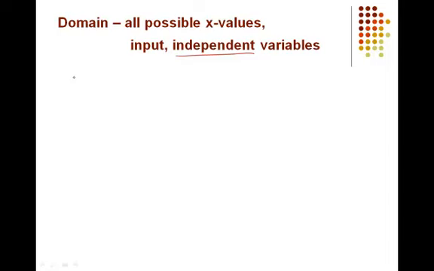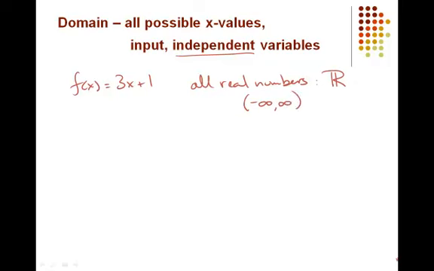So for example, if you have the function f of x equals 3x plus 1, the domain here is all real numbers. In other words, any x value can be put into this function and we will get a valid result. Remember, we talked about another way to write all real numbers, this symbol with the double bar. If we use our interval notation, it will be negative infinity to infinity.